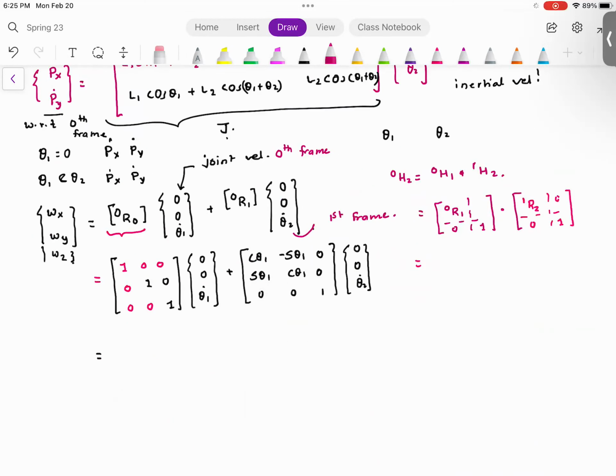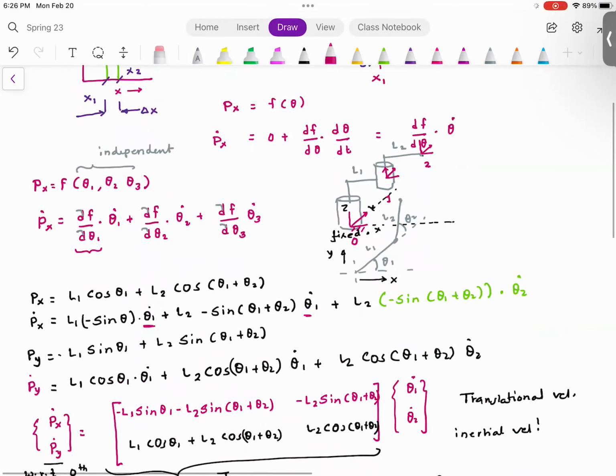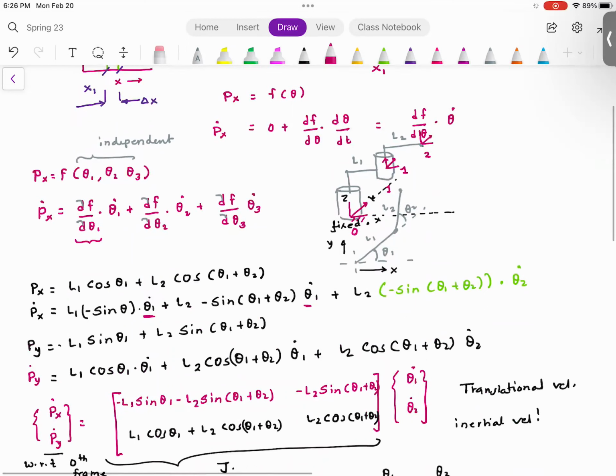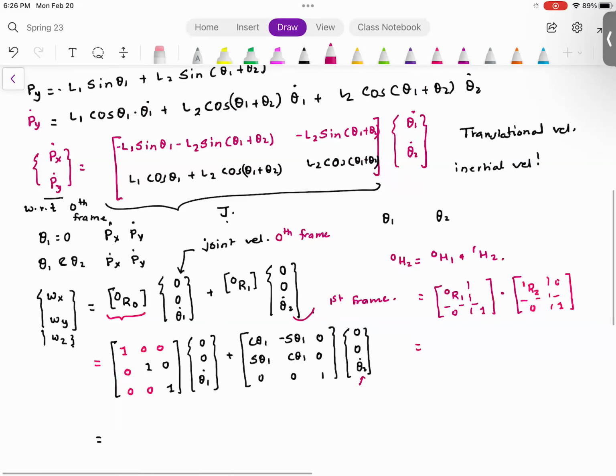One thing I want you to understand, and this is where students make mistakes: theta 2 dot is about the first frame. So this is the zeroth frame, this is the first frame, and this is the second frame. Theta 2 dot is about the first frame. Everyone understood this? So this velocity must be paired with this.